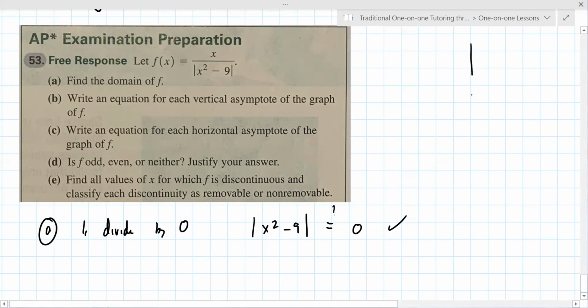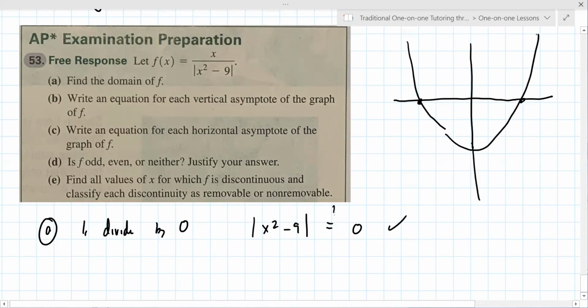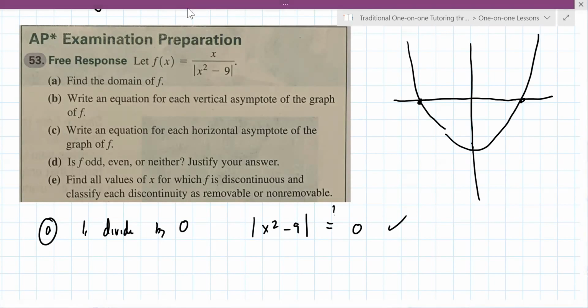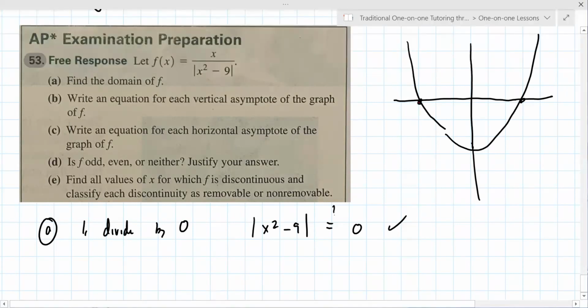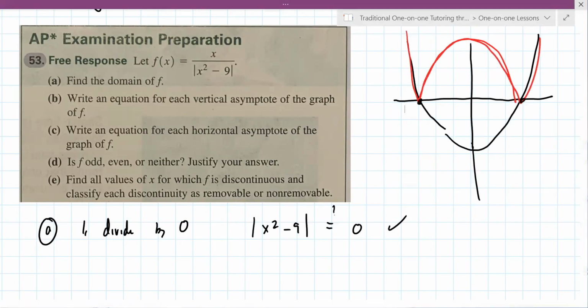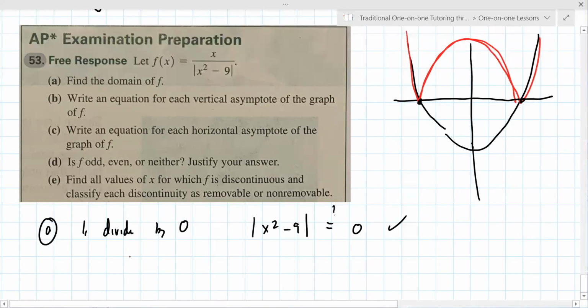So the graph is kind of interesting to look at. It's probably worth looking at. X squared minus 9 goes through 3 and minus 3, and then comes all the way down to minus 9. The absolute value of it all it does is flip it when it's negative. So this part does that. We might need that later on. So the domain is everything except for positive and negative 3. So it's minus infinity to minus 3, union minus 3 to 3, union 3 to infinity.